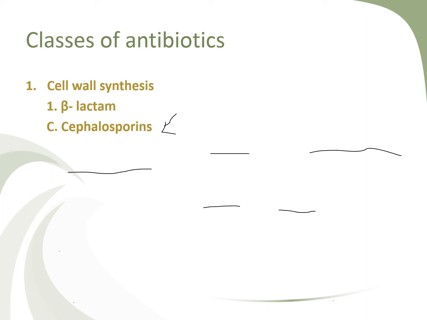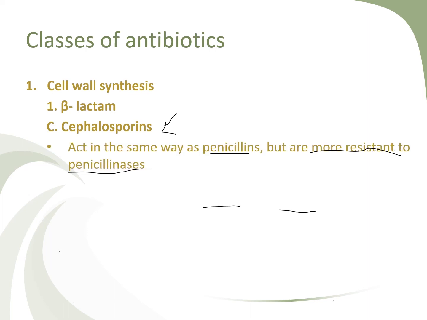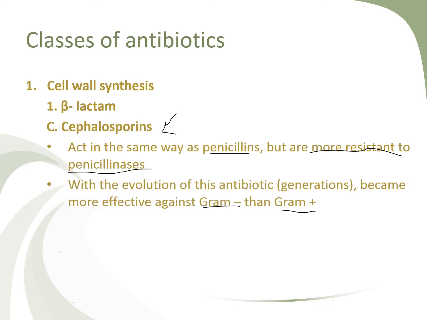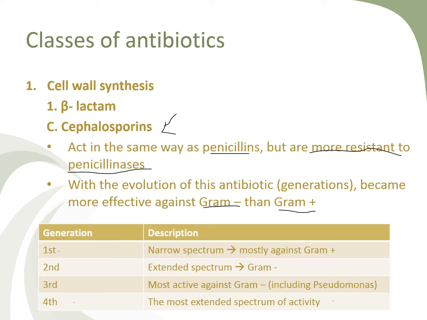Now I'm going to talk about another one. Another beta-lactam is the cephalosporin. It acts in the same way as penicillin, but they are more resistant to penicillinase or beta-lactamase. With the evolution of these antibiotics, generations become more effective against gram-negative than gram-positive. So as I said before, penicillins are more effective against gram-positive, but this cephalosporin has evolved, and generation after generation, it became also effective against gram-negative.